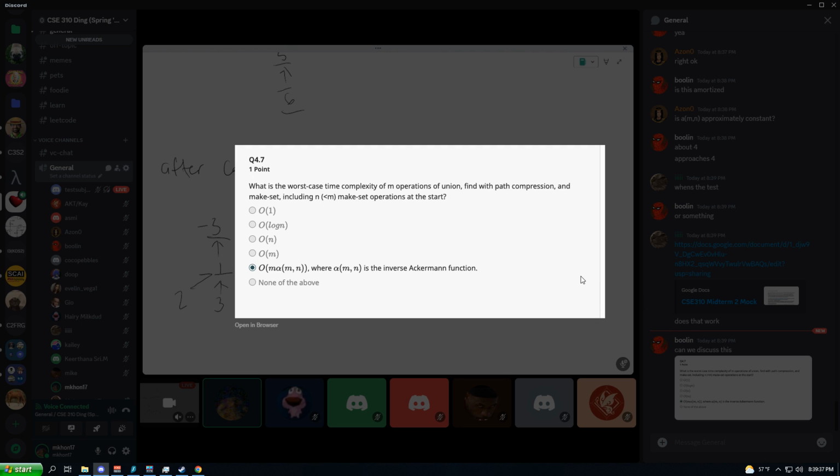What is the worst case time complexity of M operations of union, find with path compression and make set, including some make set operations at the start? And the answer, what was the answer to this? Was it the amortized?